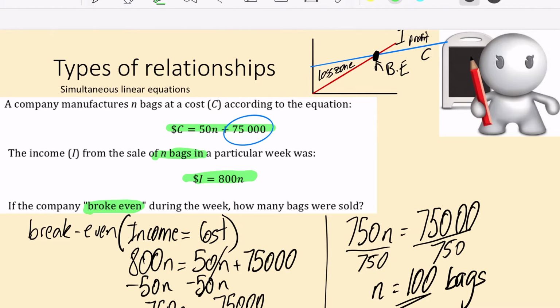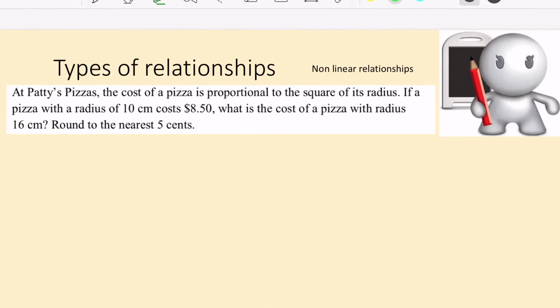Now, as you move on in this topic of types of relationships, you will move on from linear relationships to non-linear relationships. Let's have a look at our next example. At Paddy's Pizza, the cost of a pizza is proportional to the square of its radius. A couple of important words that I'd like to highlight. The first word is proportional. That's where we have two variables that are linked up by some sort of a constant. Now, what are these two variables? Well, go back and reread the first sentence. The first variable is the cost, and the second variable is the radius.